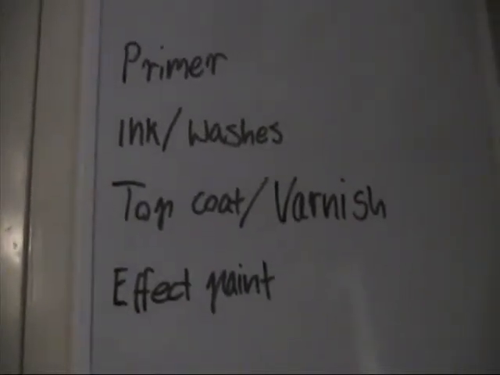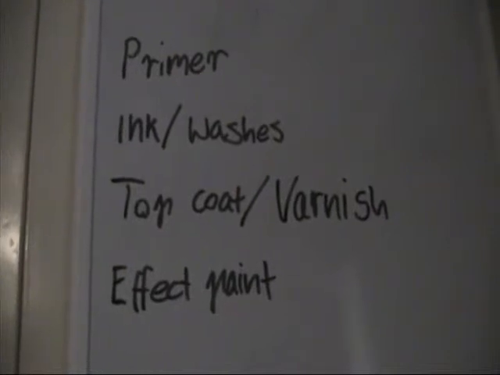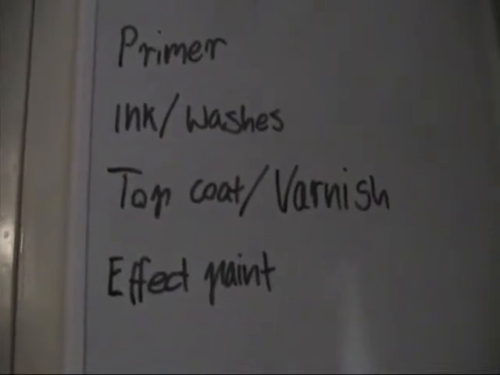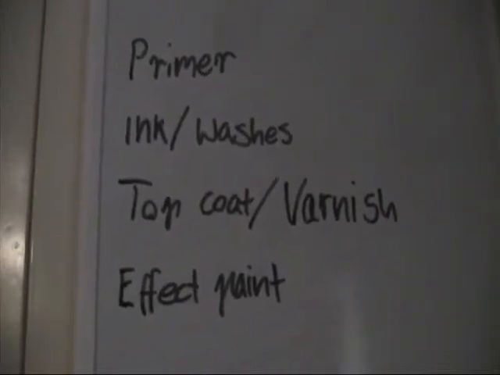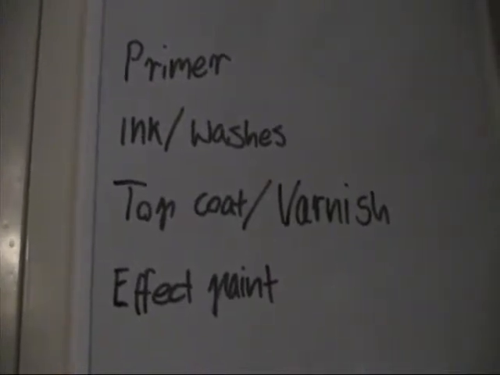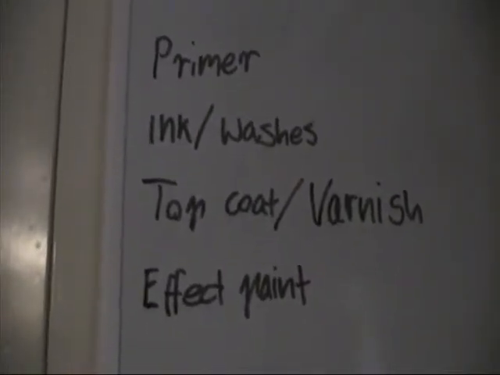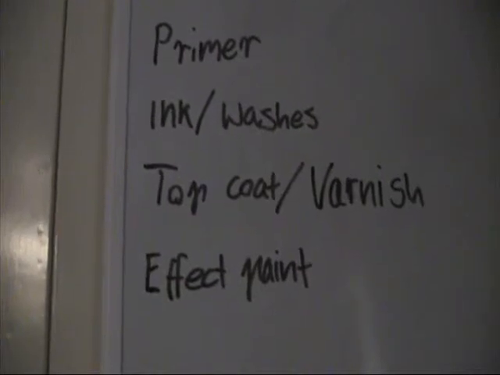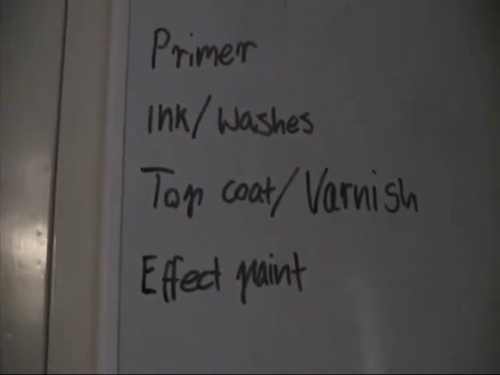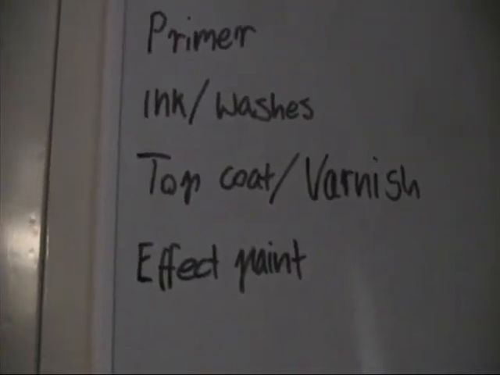Inks and washes normally don't have a pigment. They're extremely transparent. Since they're so runny, they can layer across the surface and gather at corners, which makes detail. That's ideal for our hobby.